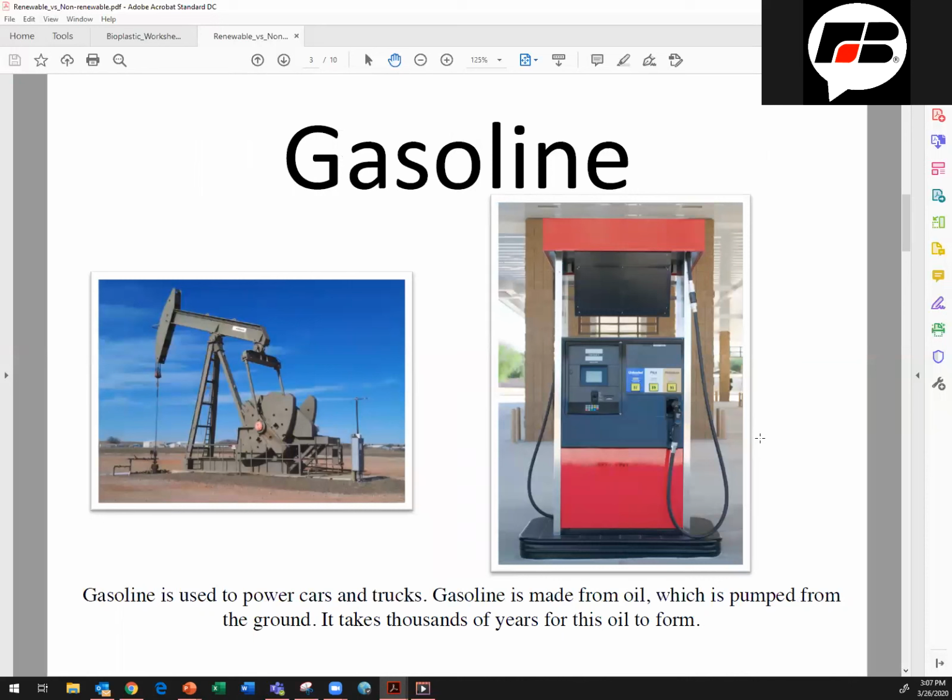Gasoline. Gasoline is used to power cars and trucks. Gasoline is made from oil, which is pumped from the ground. It takes thousands of years for this oil to form. Would this be renewable or non-renewable? It would be non-renewable because it takes thousands of years for this oil to form.